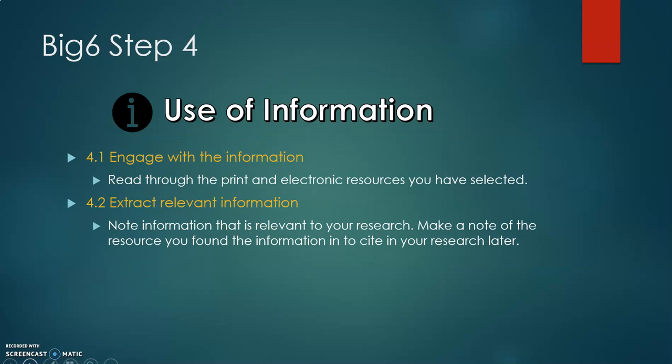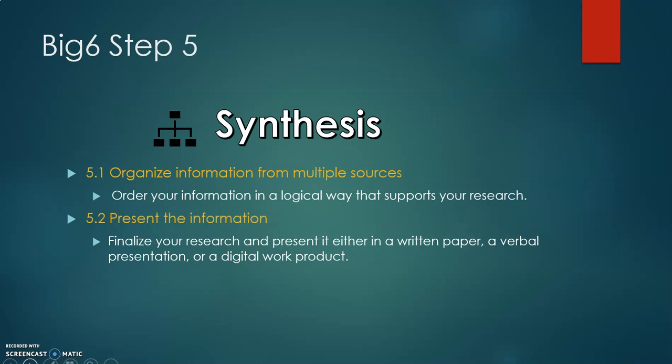Step 4 of the Big 6 is called the use of information. During this step, you're going to be actively engaging with the information. You're going to read through your print and electronic resources, and you're going to make notes that are relevant to your research. Also be sure that you're writing the notation of where you found this research so that you can cite it appropriately when it's time to create your bibliographies.